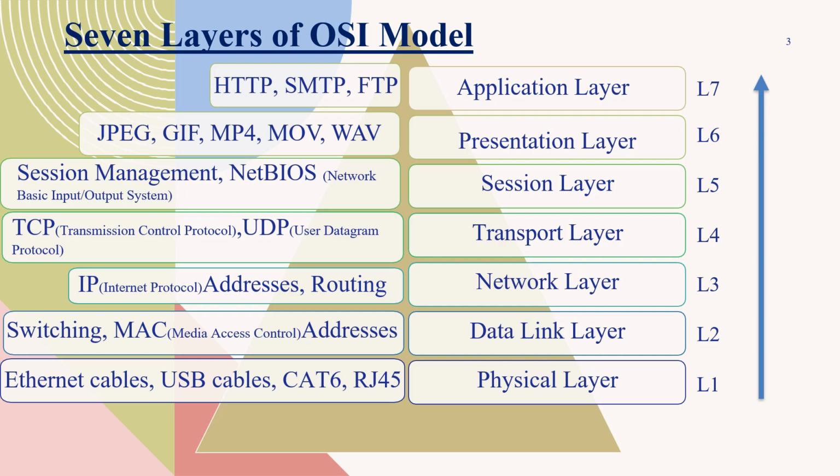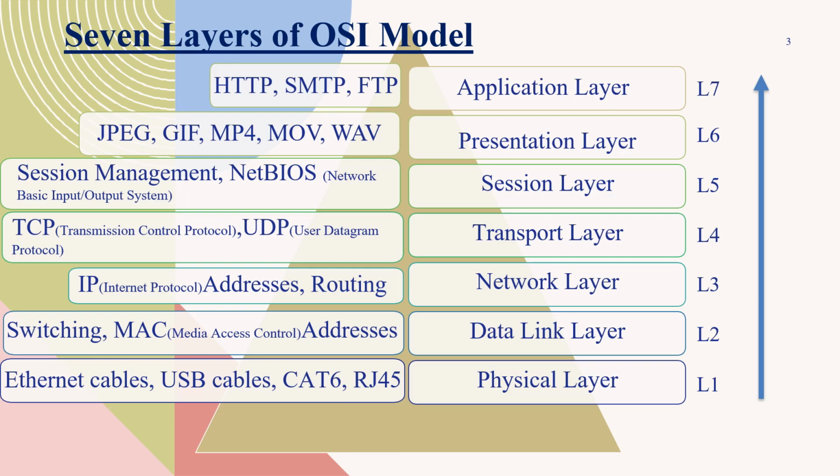Session layer. Layer 5 establishes, maintains, and terminates sessions or connections between applications. It manages dialog control and synchronization. The session layer manages dialog control between devices, and the data unit at this layer helps establish, maintain, and terminate sessions. This layer doesn't define a specific data structure but defines the flow of data between applications. Example: session management, NetBIOS, Network Basic Input-Output System.